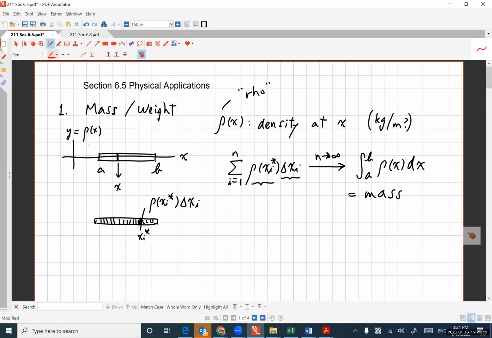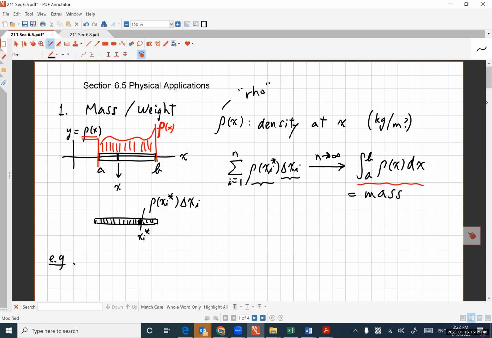So you can also imagine rho of x as some sort of function defined on this interval from a to b, and you are finding the area under the curve, which is exactly the same thing as this. So think of this as we defined what a definite integral is, as an accumulation, or as the area under the curve, or as the mass of this entire thing. Okay, all right, so let's do an example.